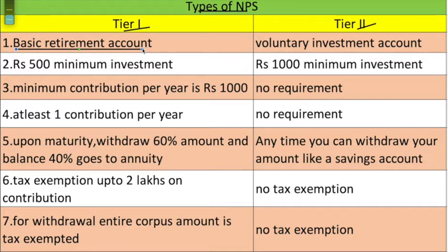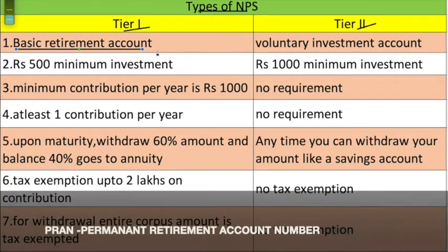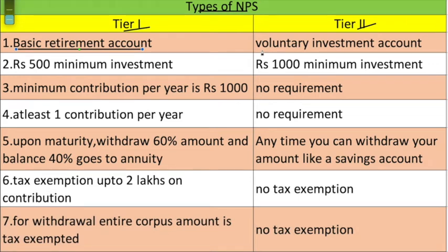When you open this NPS Tier 1 account, you are allotted a permanent retirement account number which is called PRAN, which acts as a unique identification number. Whereas Tier 2, it is a voluntary retirement account. If you have Tier 1, then only you can open a Tier 2 voluntary investment account. Also, it is not mandatory to open a Tier 2 account.